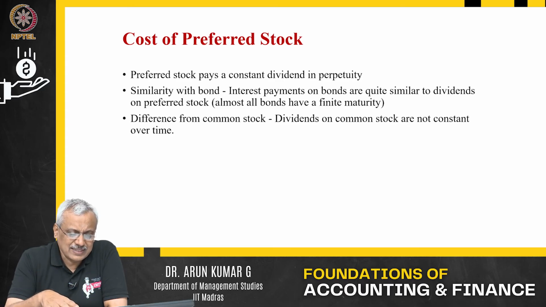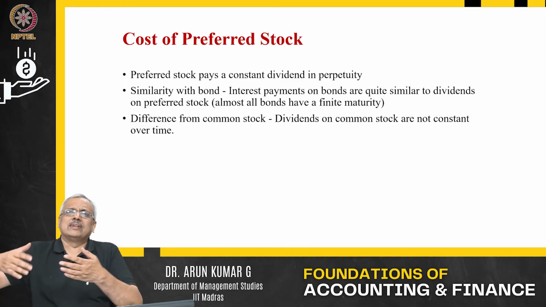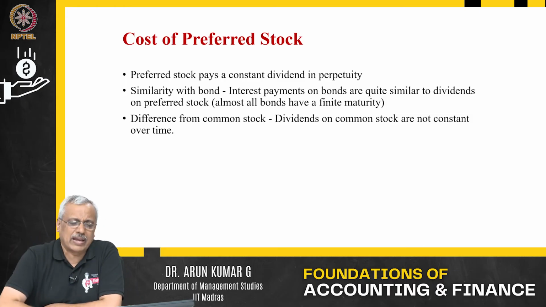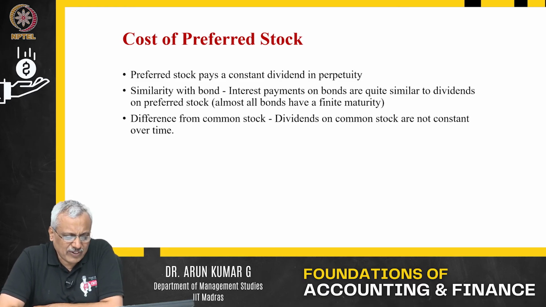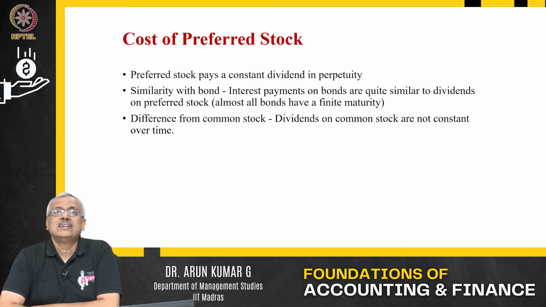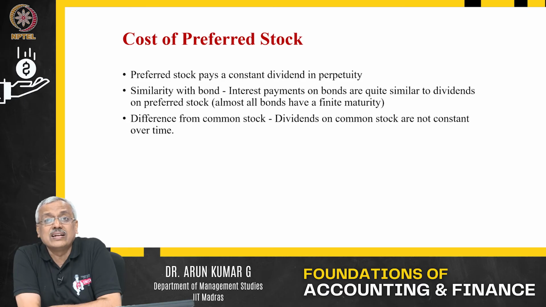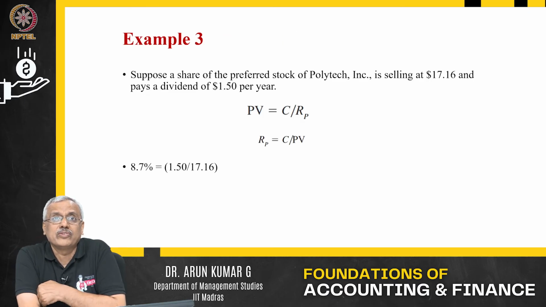Preference shares pay a constant dividend. I would say in perpetuity. I would say for the specified period of the preference share. When we say perpetuity, I mean every preference share is going to go on paying. That is what I mean. Similar to a bond, the only difference from common stock is that dividends on common stock are not constant over time. Dividend is a share in profit. Here, dividend is not a share in profit. Dividend is some kind of assured return that you are going to get. Dividend does not depend on the volume of profit you make.